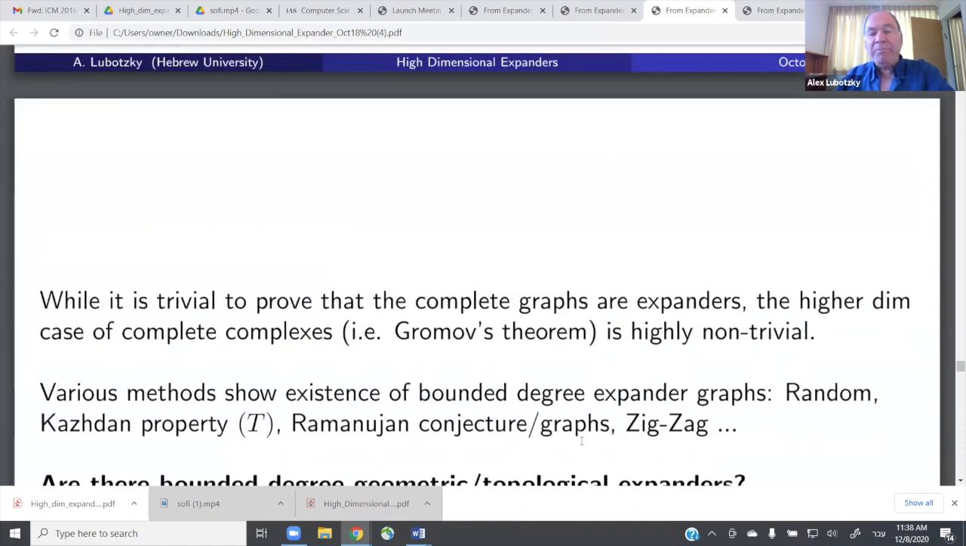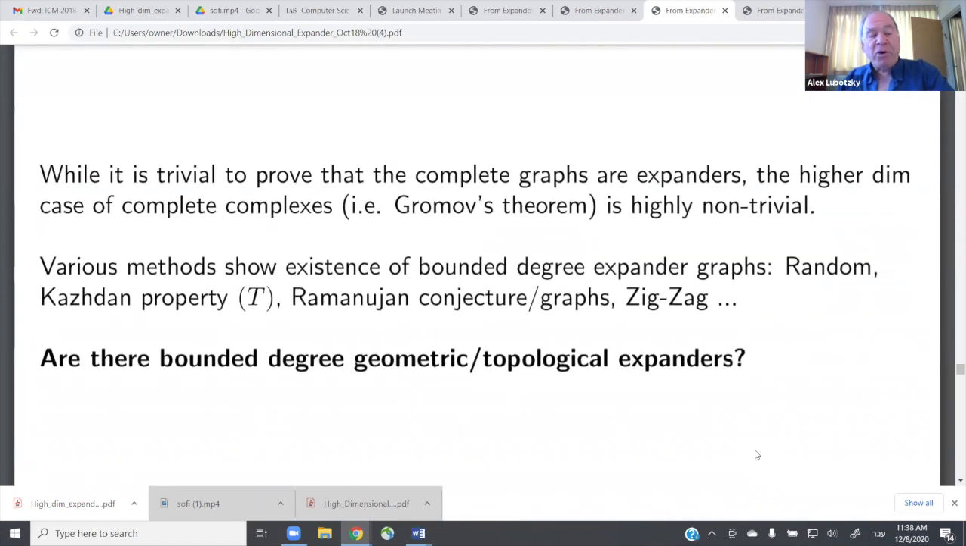Gromov, you remember I gave you the history of this. There is random, Kazhdan property, Ramanujan, zigzag, interlacing. The goal of all these constructions of expander graphs is to get bounded degree. This is the name of the game, not to prove that the complete graph is an expander. And then Gromov put forward the following basic question: are there bounded degree geometric or topological expanders? And this is not at all clear.